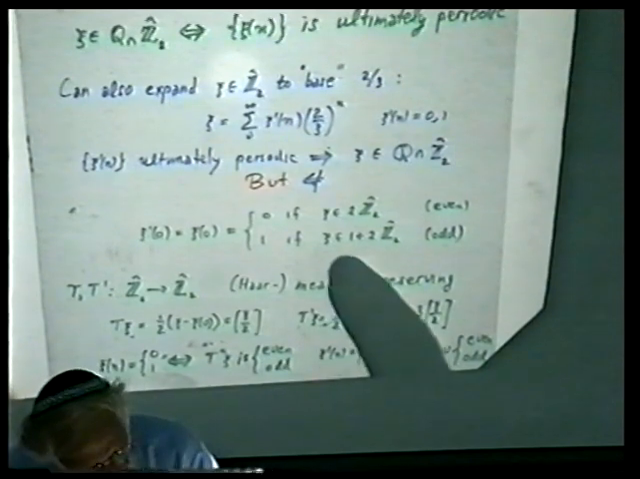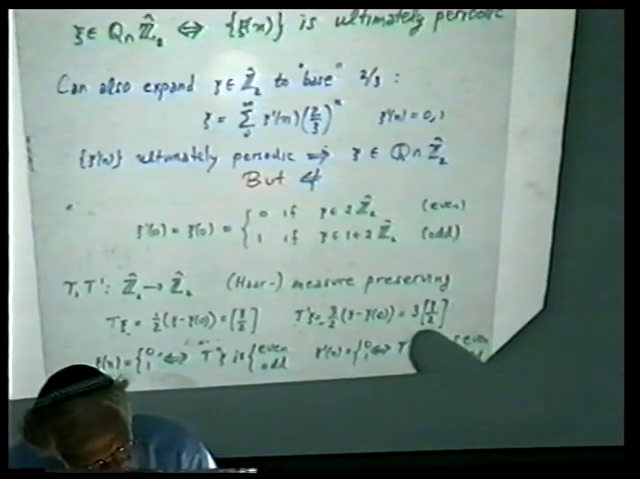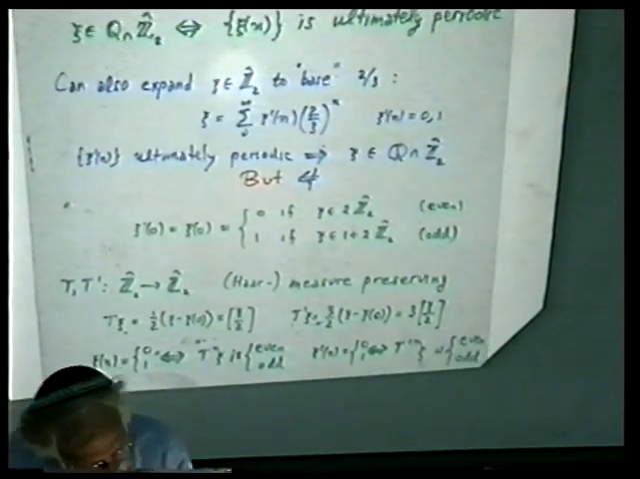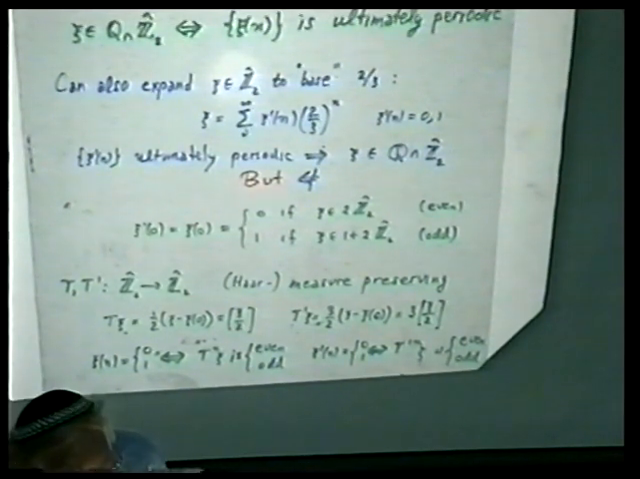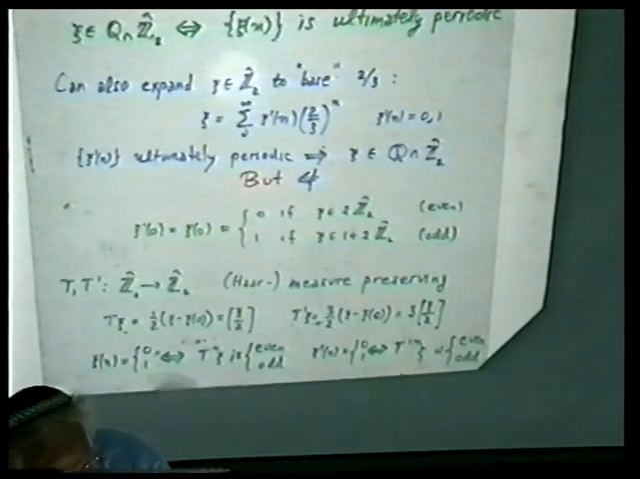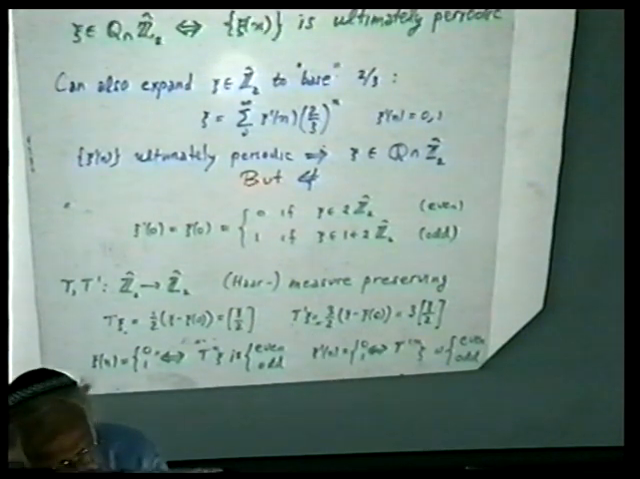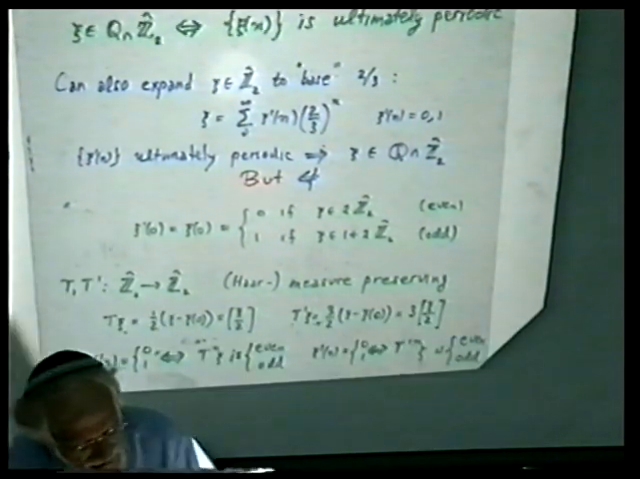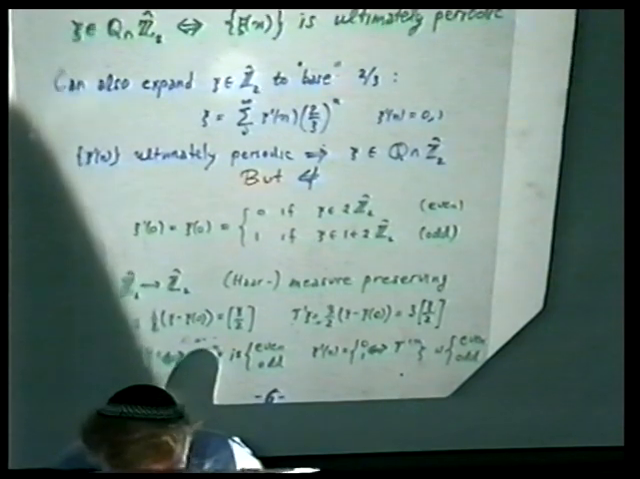Now you can do the same thing with 2/3, except now this time what it gives you is 3 times the greatest integer in xi over 2. And applying those transformations is the same as applying the shift to the expansion.